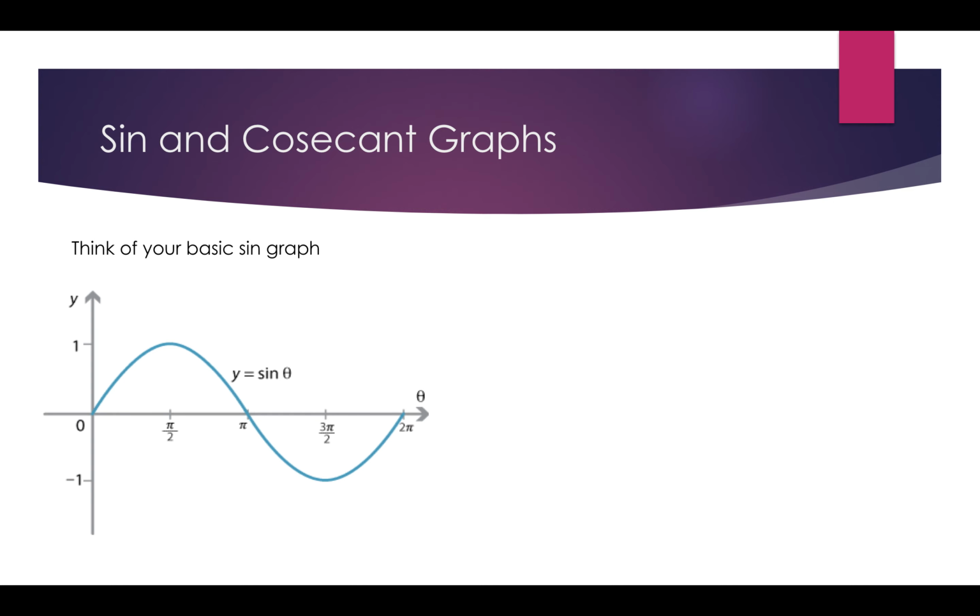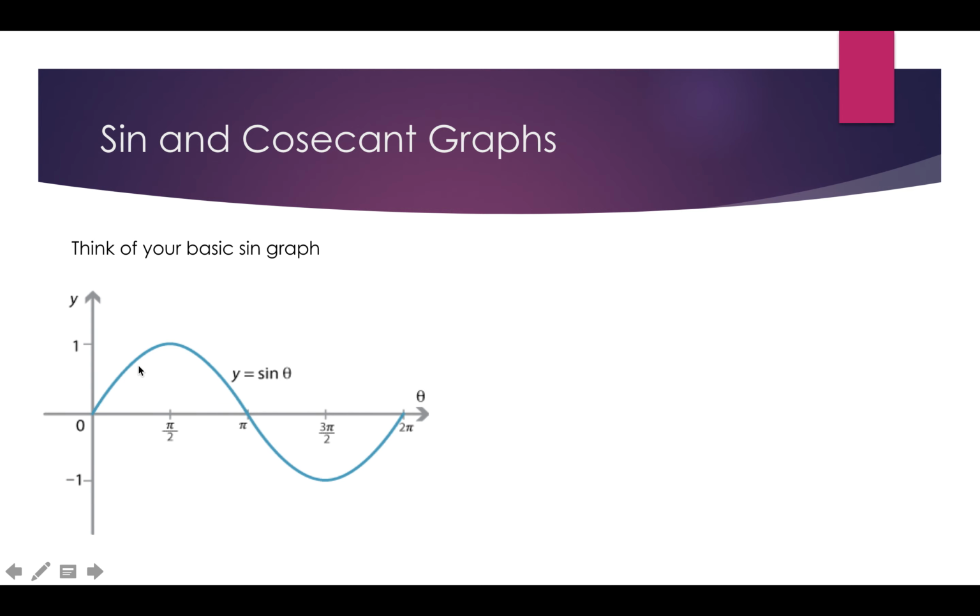Now, think back to the transformations unit when we did reciprocal graphs. If you remember reciprocals, every y becomes 1 over y. So start to think of that first point there. At 0, if y becomes 1 over y, that's 1 over 0, that would be your asymptote.